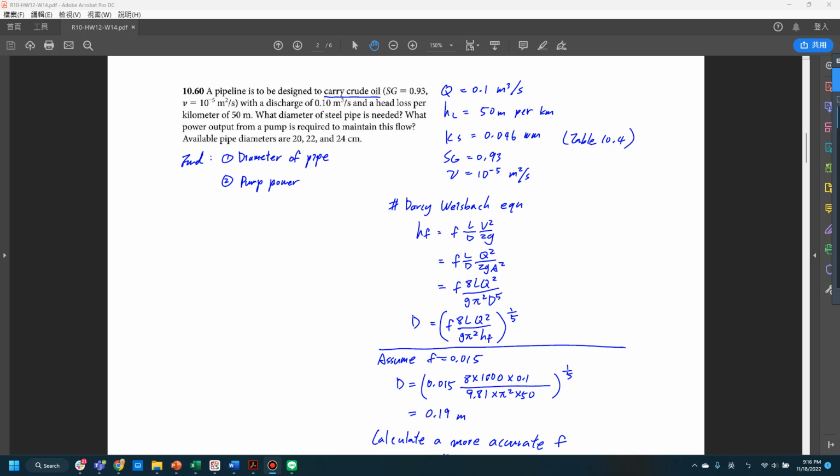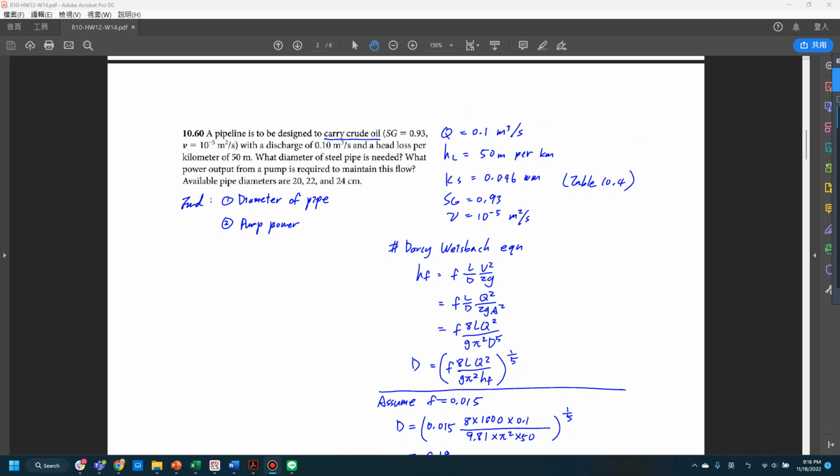We have a pipeline to be designed to carry crude oil with a discharge of 0.1 cubic meter per second and a head loss per kilometer of 50 meter. So we want to find the diameter of the pipe that can maintain this flow, as well as the pump power that can overcome the head loss during the delivery. Okay, so again, we write down some basic information for this problem.